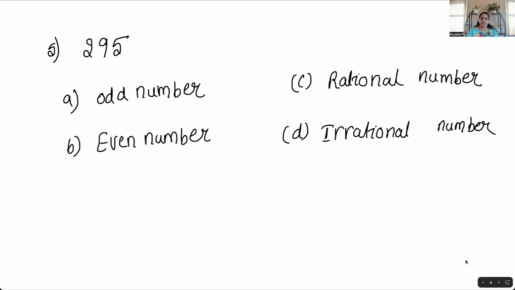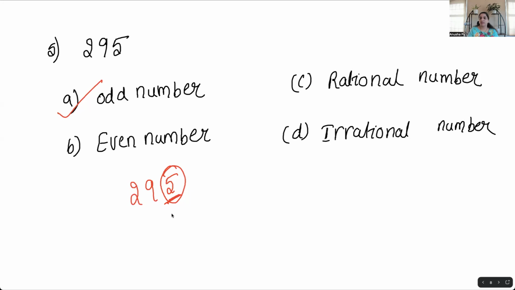Next, 295. When you check the 295, the first option they gave you is an odd number. So what is an odd number? You have to check the ones place. If the ones place ends with 1, 3, 5, 7, 9, then you will call it an odd number. So the 5 is an odd number. So this number is an odd number. Next, option B. Is it an even number? No, because for an even number, the ones place should end with 0, 2, 4, 6, 8.